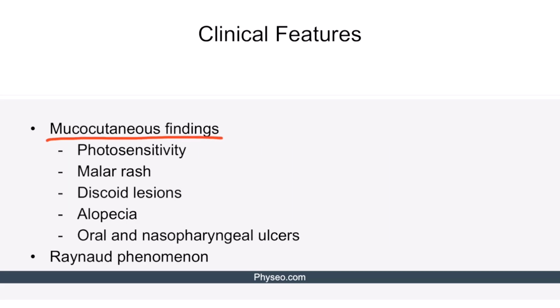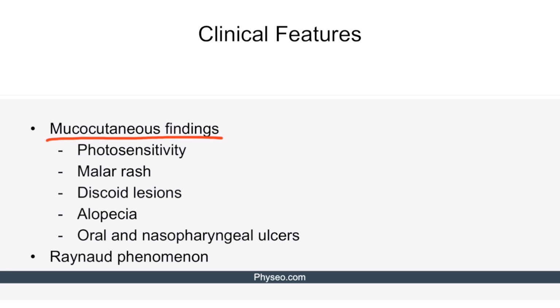UV light exposure, as we mentioned earlier, either initiates or exacerbates the rash. This is called photosensitivity. A characteristic butterfly-shaped malar rash over the cheeks and bridge of the nose sparing the nasolabial folds is commonly seen. Patients can present with discoid lesions, which are erythematous raised patches with keratotic scaling.